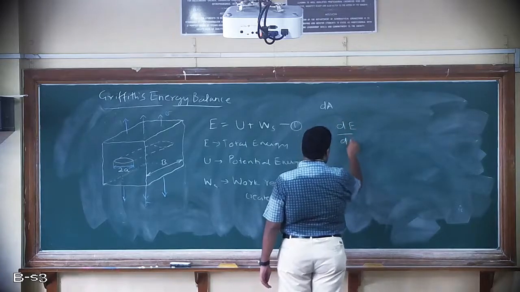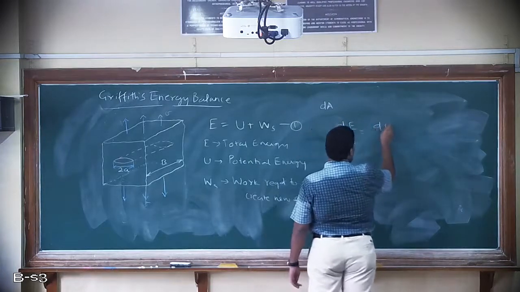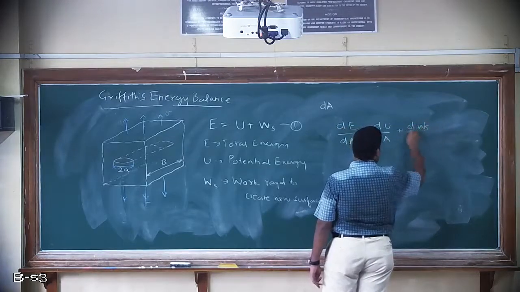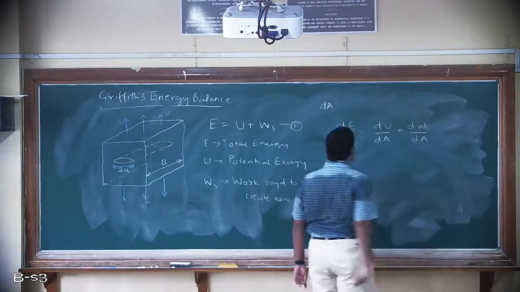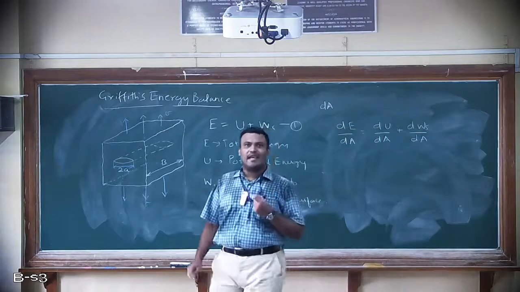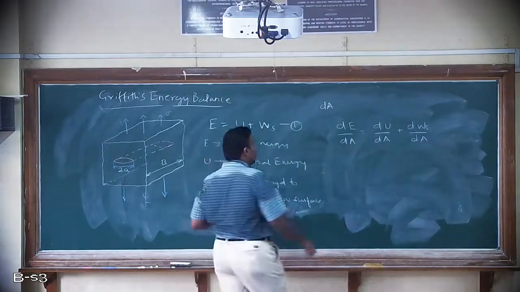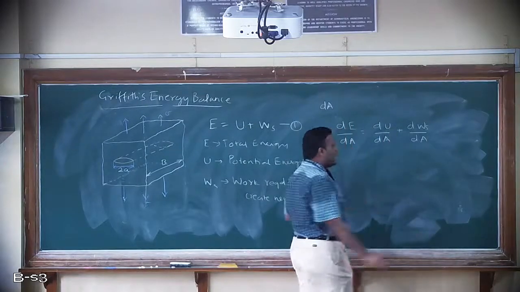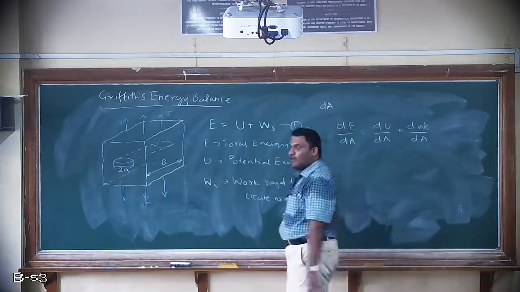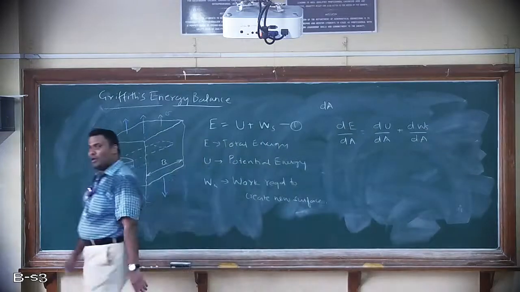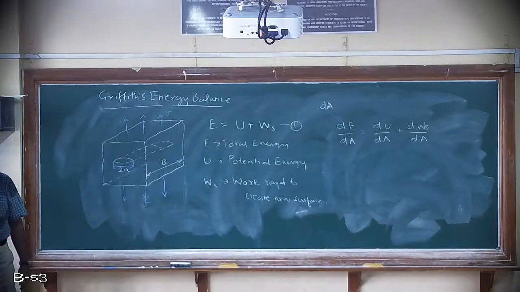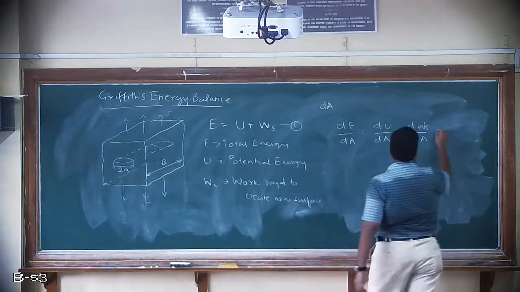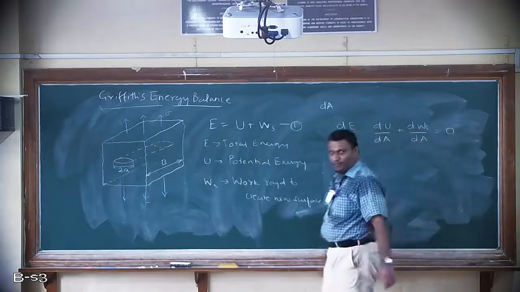dE by dA will be equal to dU by dA plus dWs by dA. Now what does it mean? For a small increase in area, there will be a small increase in the energy, that will be a small increase in the potential energy, and a small increase in the energy required, or the work done, to create the new surface. And since it will be in equilibrium condition, this will be 0.